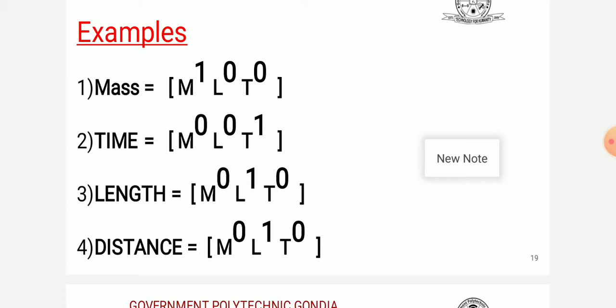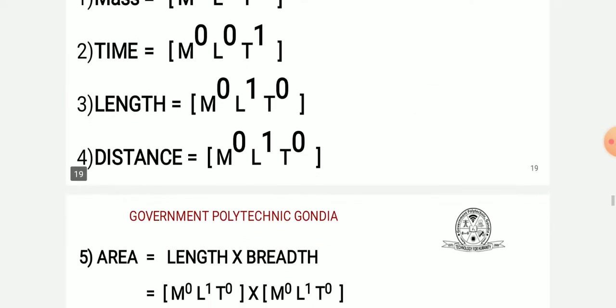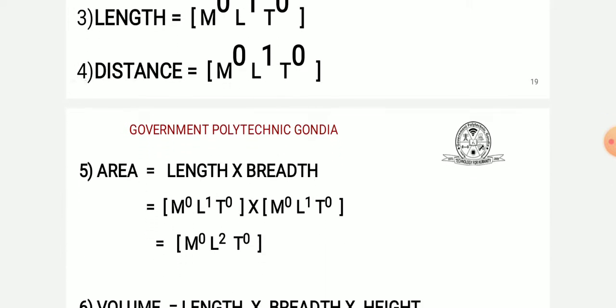As you are going from one place to another, this is the distance. So we are measuring the length. Therefore distance is nothing but a length, and we are giving power only to the length, that is power 1. As there is no mass, it is 0, and there is no time, t is also 0. So we can write the dimension of distance as m0, L1 and t raised to power 0.